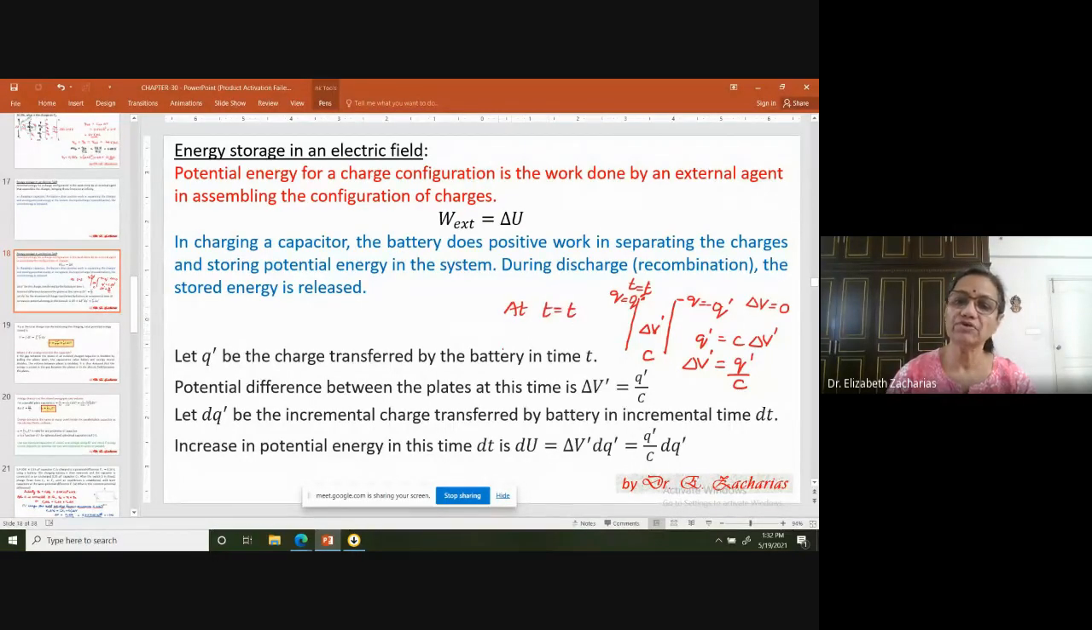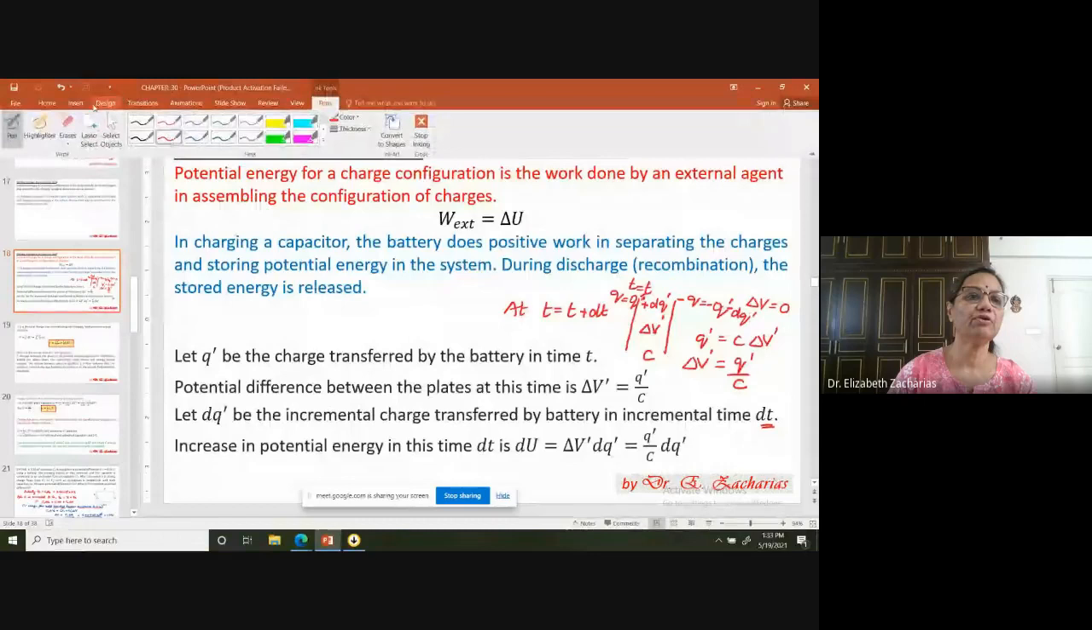Now let us look at the picture at a time t plus dt. Remember, charging is still going on. So at a time t plus dt, the charge on the plates would have increased a little more. Let the charge be q prime plus dq prime, and similarly here it is minus q prime minus dq prime.